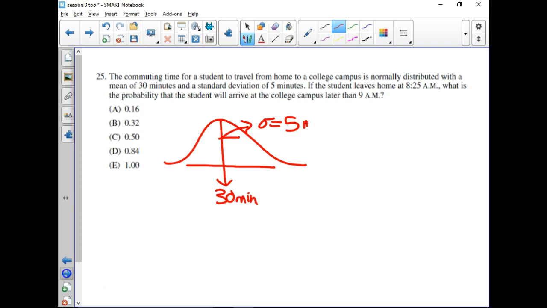How is this problem different than what we've done so far? What's the little extra step? Yeah, I have to figure out the time. So 8:25 to 9 a.m., what's the time? 35 minutes. So where am I going to mark that? I'm going to mark it on the right. Do you want to do it or did we do enough that you feel comfortable?